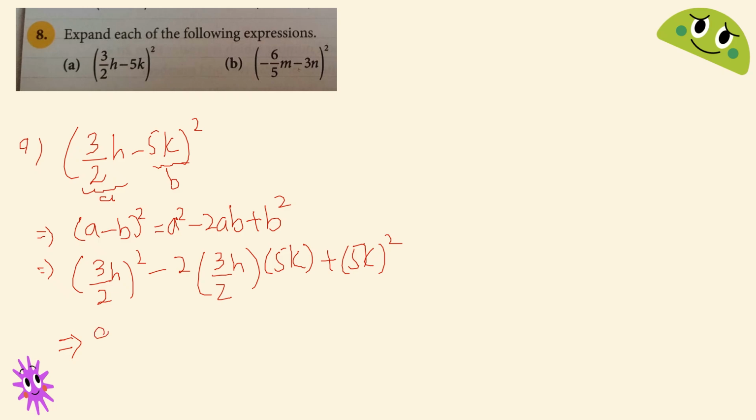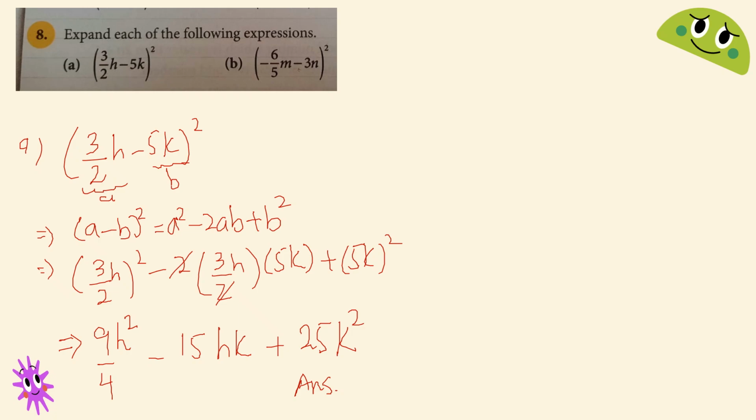3 squared is 9, and h squared, h multiplied by h is h², divided by 2 multiplied by 2 is 4. Now if I look at this one, this 2 cancels this 2 because they both divide each other, of course. 2 and 2 cancel. Now you will multiply 3 with 5. 3 times 5 is 15, and h multiplied by k is hk. So you will be getting 15hk, and then plus 5 multiplied by 5 is 25, and k multiplied by k is k², and this will be the required answer.